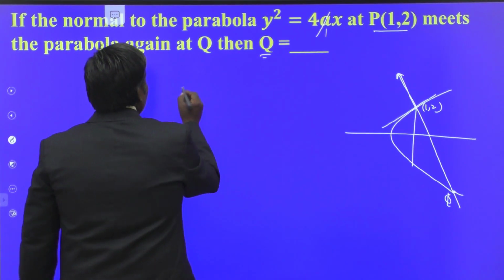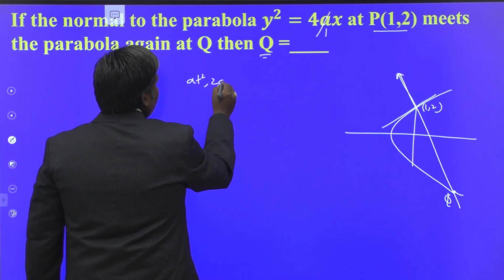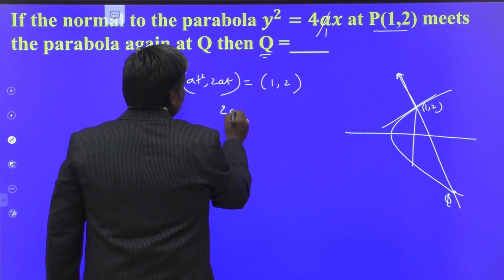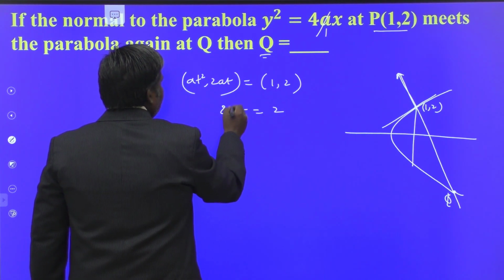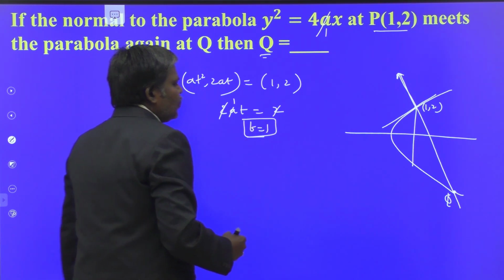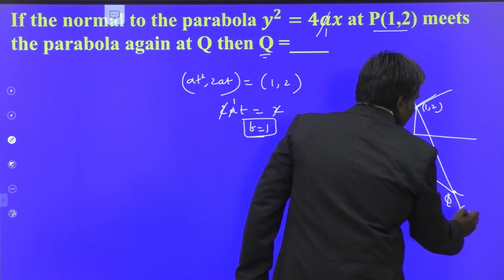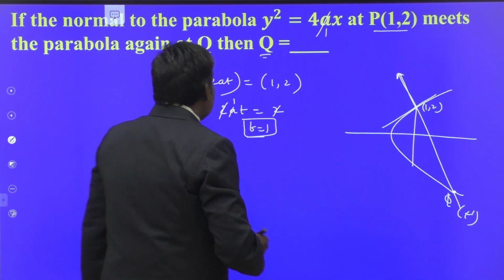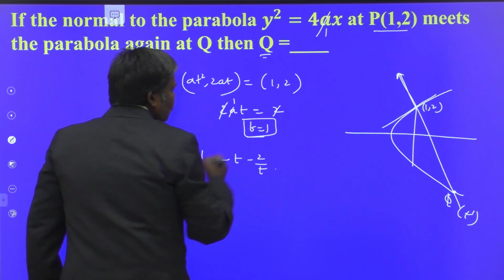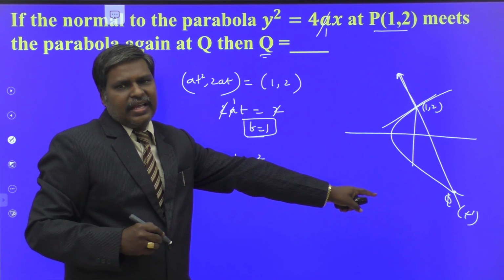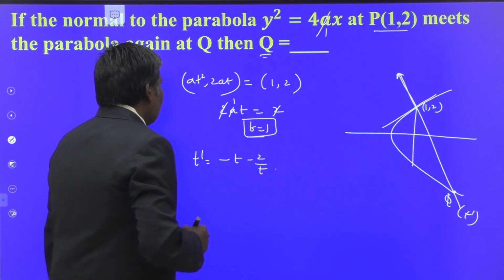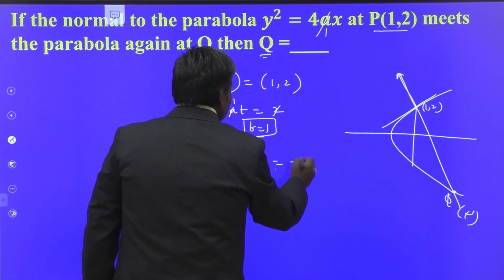Understand? So the given point is (at², 2at) = (1, 2). That means 2at = 2. Here a is 1, 2 gets cancelled. The value of t is 1. Suppose it intersects at Q (at'², 2at'). What is the result we have? t' = -t - 2/t. Suppose the normal at P(t) intersects the parabola again at t', then t' = -t - 2/t. So replace t by 1 here, we obtain this is -3.